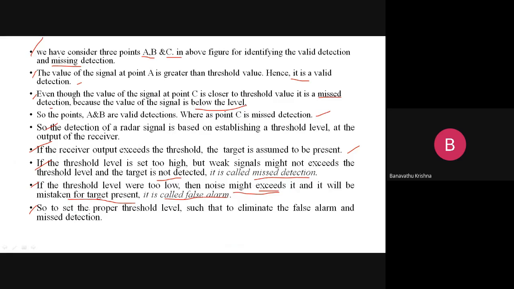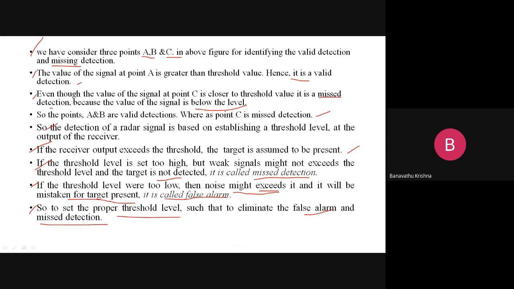So we set the proper threshold level so as to eliminate false detection and missed detection. Then only can we accurately find that a target is present in space, based on the reflected signal, such as echo signals at the receiving station by the receiving antenna. So this is the minimum detectable signal concept.